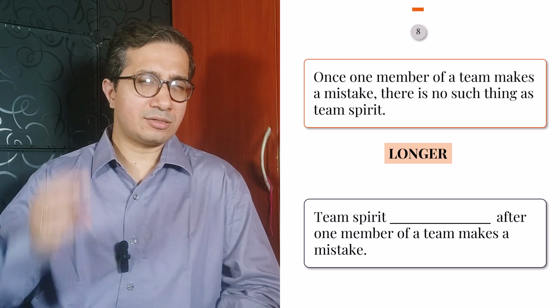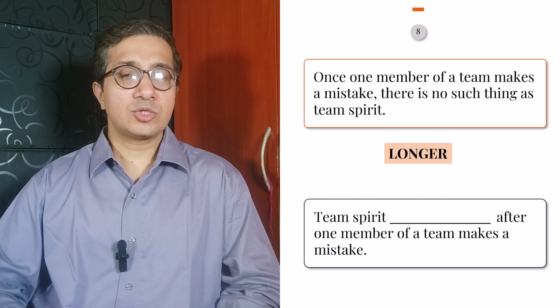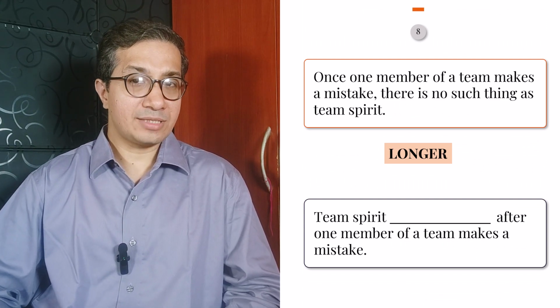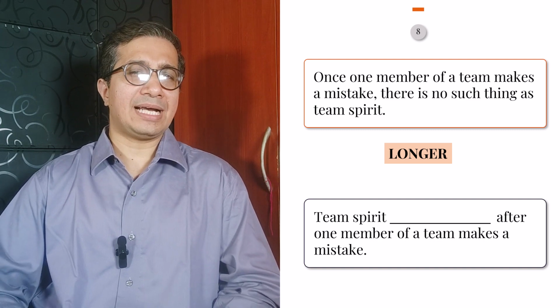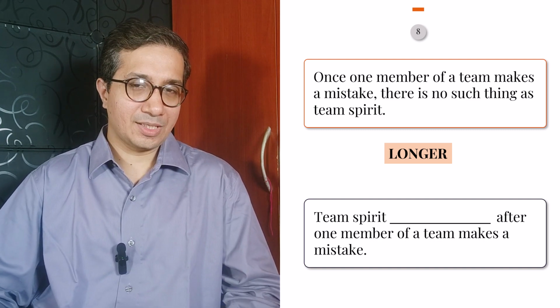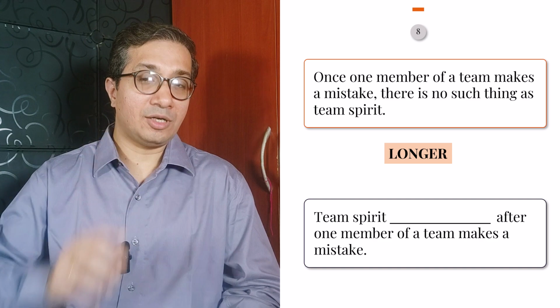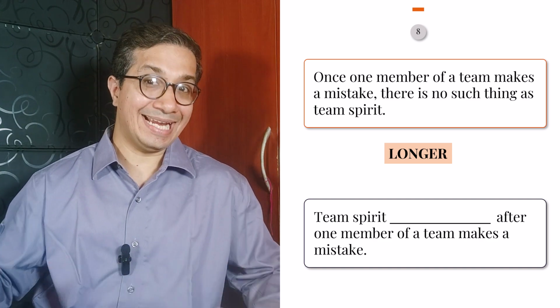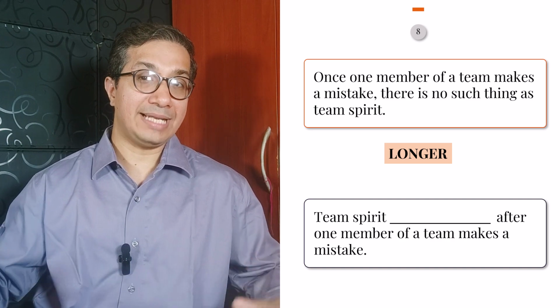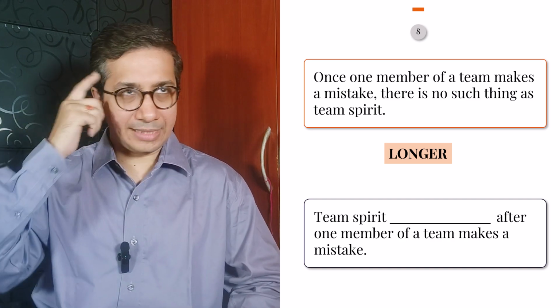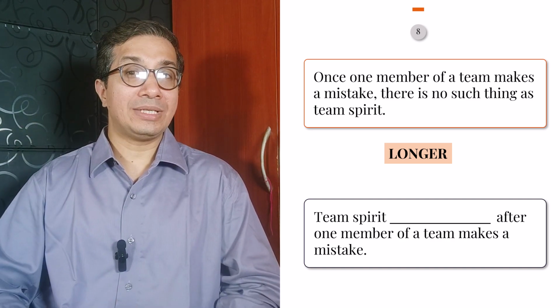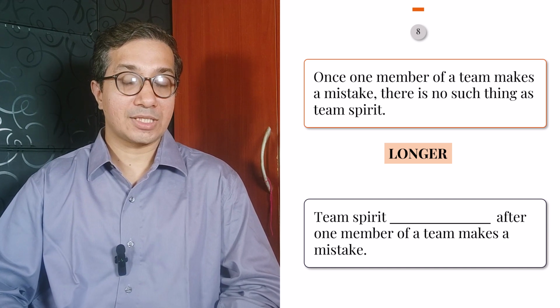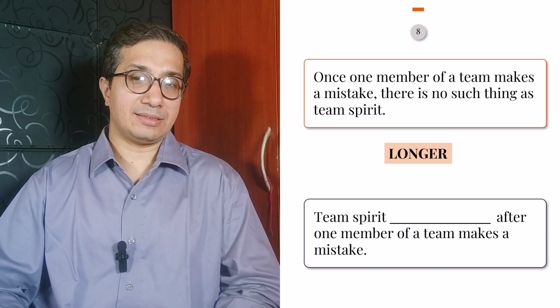Number 8, just 3 more to go. Once one member of a team makes a mistake, there's no such thing as team spirit. No such thing. When do we use that expression? Think. And it goes with longer. So how do we complete the second sentence?